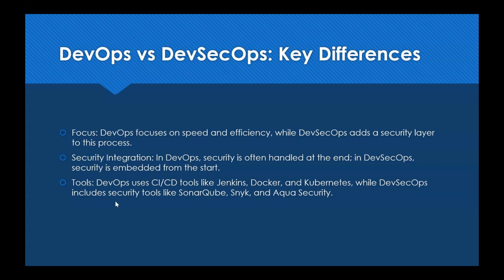Tools. DevOps uses CI/CD tools like Jenkins, Docker, and Kubernetes, while DevSecOps includes security tools like SonarQube, Snyk, and Aqua Security, along with Jenkins, Docker, and other tools as well, and even Azure.